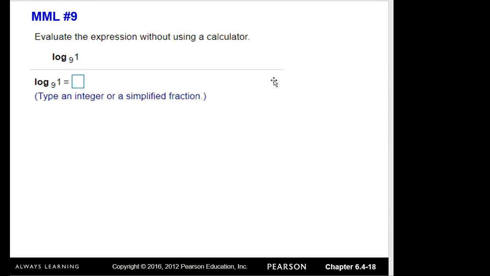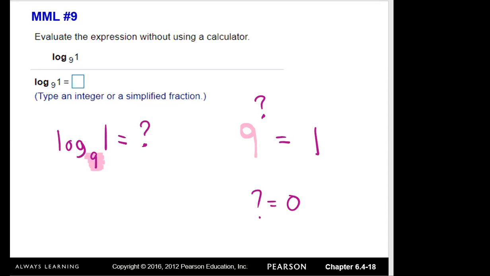So you have to look at this and say to yourself, all right, I've got log base 9 of 1 is equal to what? So I start with the base. The base is 9. And I'm like, okay, 9 raised to the what should equal the 1. 9 to what power equals 1 whole? That question mark should equal 0. Anything to the 0 power equals 1. So 0 is my answer there.